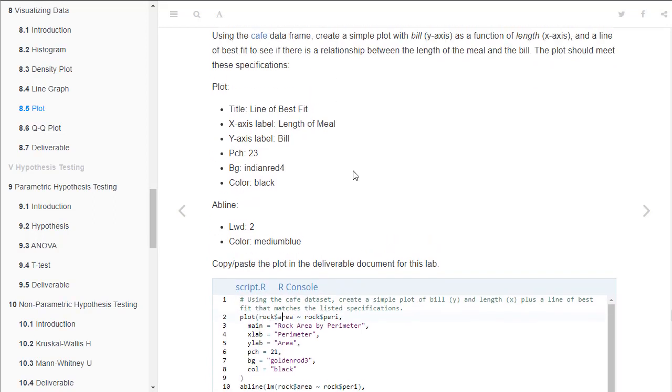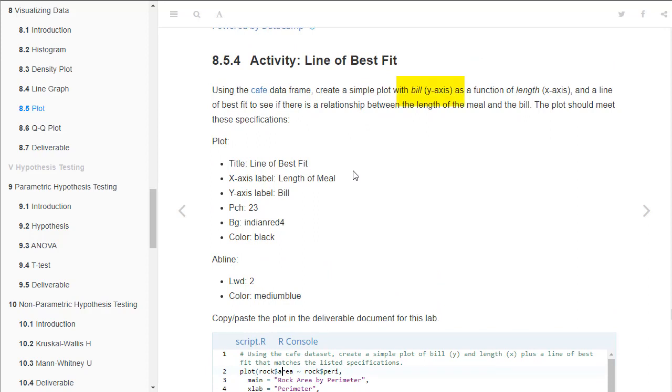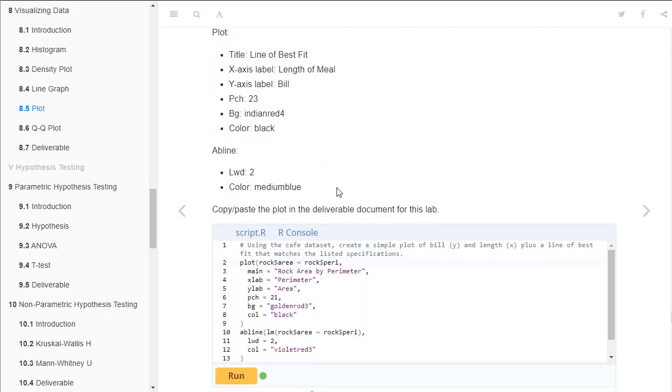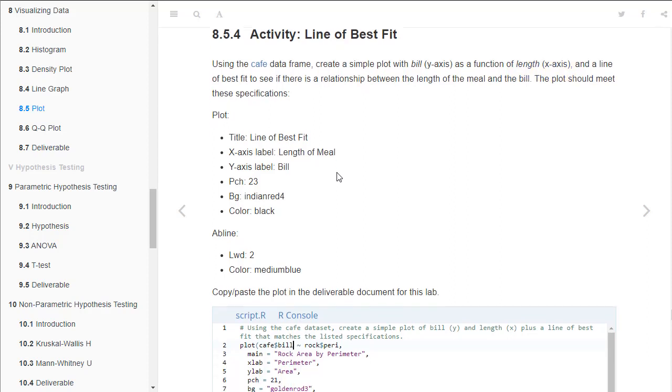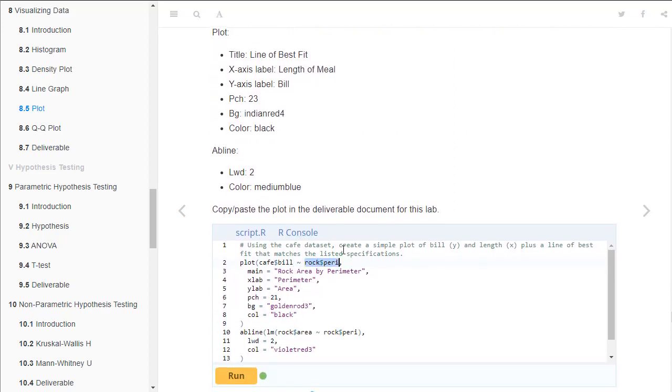For this part of my lab, I'm going to use cafe. Bill is going to be on the y-axis, and length is on the x-axis. The title is line of best fit. X-axis label is length of meal. Y-axis label is bill. I'm using a 23 type of point.